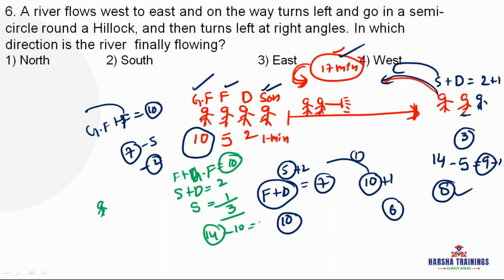Remaining minutes: 4. Father and grandfather stay here. Daughter comes back, taking 2 minutes. 4 minus 2, 2 minutes remaining. Finally, son and daughter cross the bridge, taking 2 minutes. Is it satisfied or not? Yes.